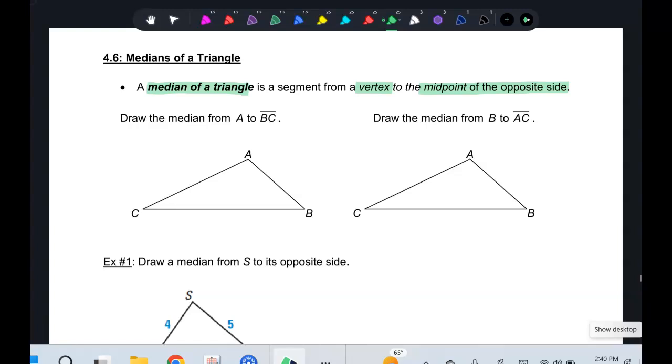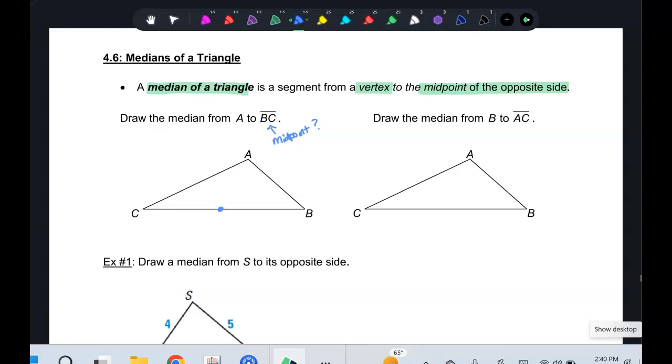So on BC, we want to locate what would be the midpoint of that. What does midpoint mean? It's like the halfway point. Now, you don't have to get it exact. It's going to be over a little bit. Okay, so I'll put a point here.